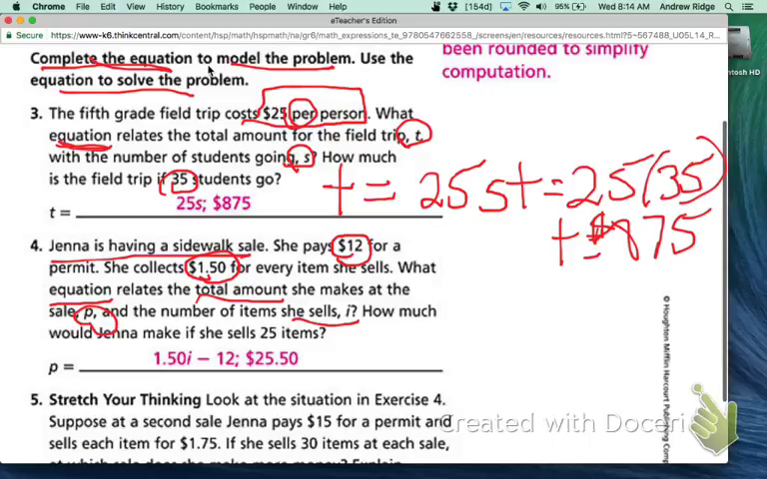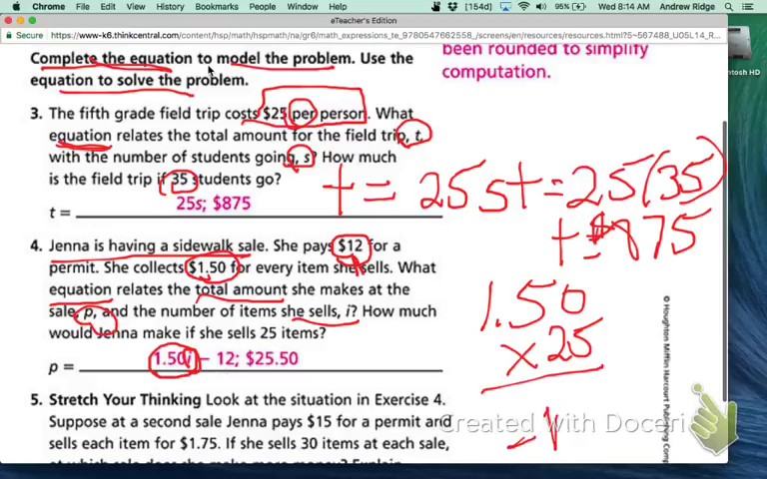All right, so she sells everything for $1.50, right? And then you multiply that by the number of things that she sold, I, and then you subtract 12 because whatever her profit was, you have to take 12 away because she paid just $12 to set up for a permit. So if she has 25 sales, right, you would take 1.50 times 25, and then you would subtract 12. The answer is $25.50.